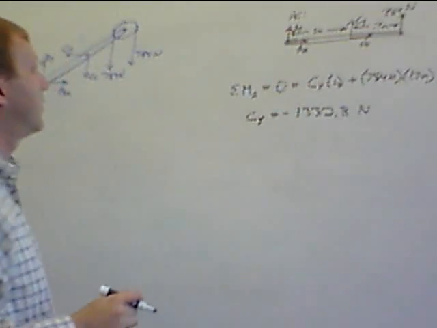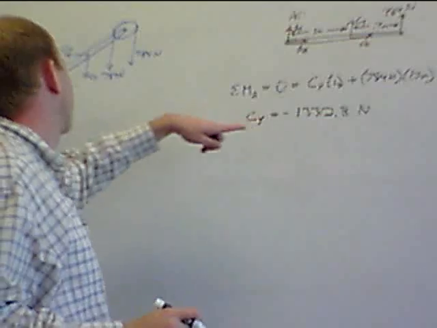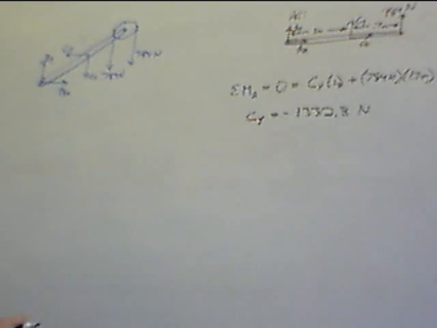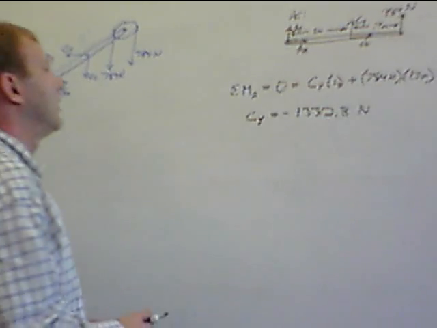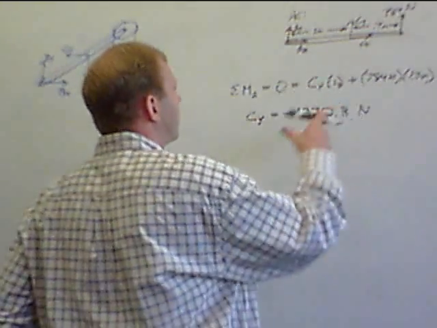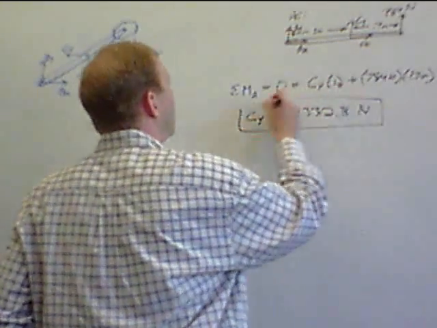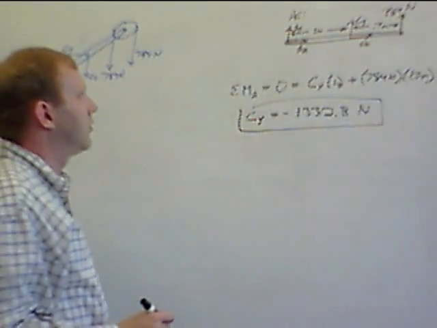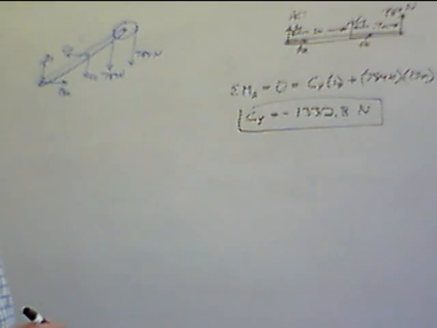newtons. Okay, so CY in this diagram is actually pushing downward, and CY in this diagram is actually pushing upwards. If you'd like to change it around, that's fine. But we just need to note that CY is negative compared to the way we drew this. All right. Now from here we have enough to be able to solve for AY.